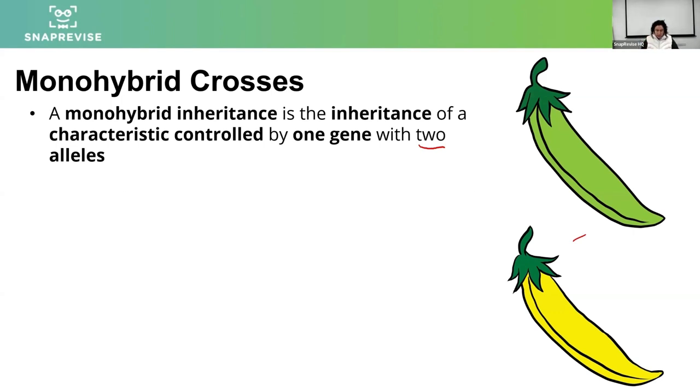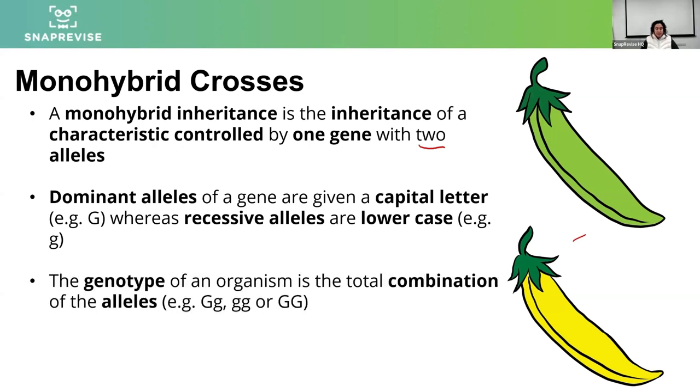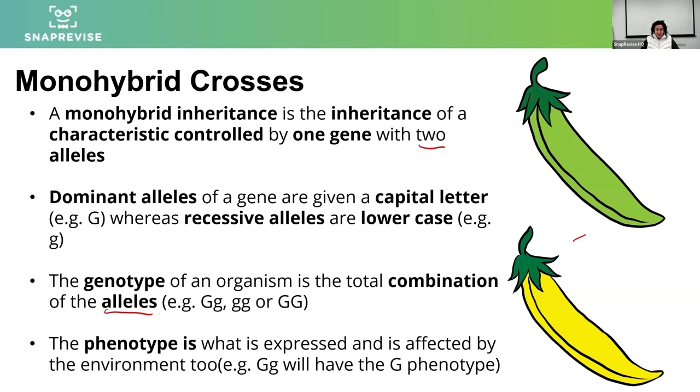trait, single characteristic. We've got dominant alleles, and they are symbolized in a capital letter. Recessive alleles are lowercase. You know that already from your GCSE even. And the genotype is the combination of the two alleles that an organism has. The total combination of the alleles. The phenotype is what is expressed, what is going to be the final observable characteristic that is the result of the genotype, but also the environment.